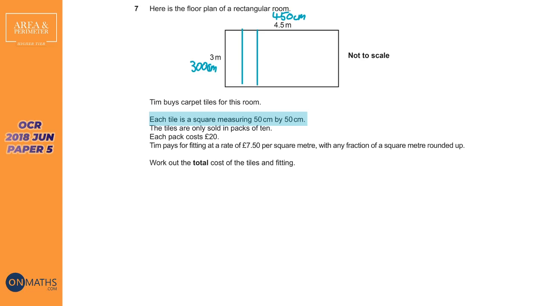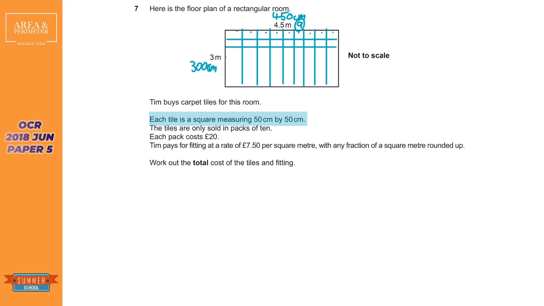That would be 100 so far. Then 150, 200, 250, 300, 350, 400, and then 450. So that's 50, 100, 150, 200, 250, 300, 350, 400, 450. So how many is that in total? That's 1, 2, 3, 4, 5, 6, 7, 8, 9. So that's 9 in total. So 9 across there. And we do the same thing with the width. So we've got 50 so far.